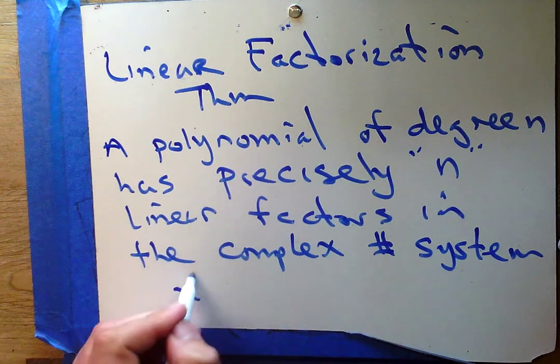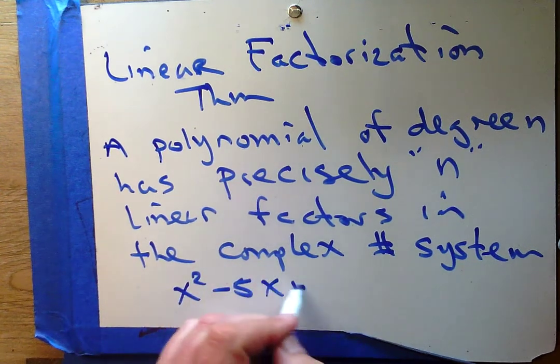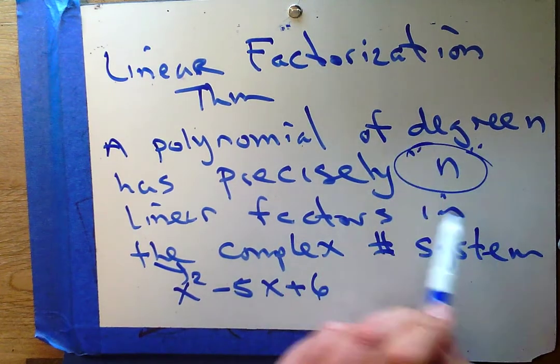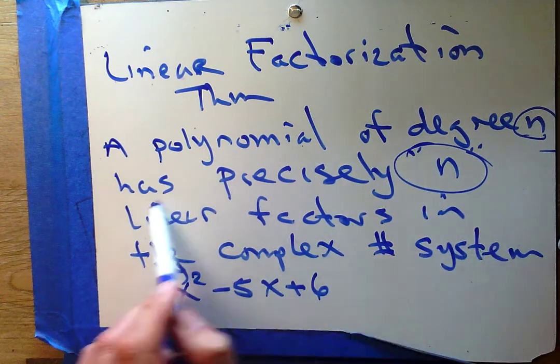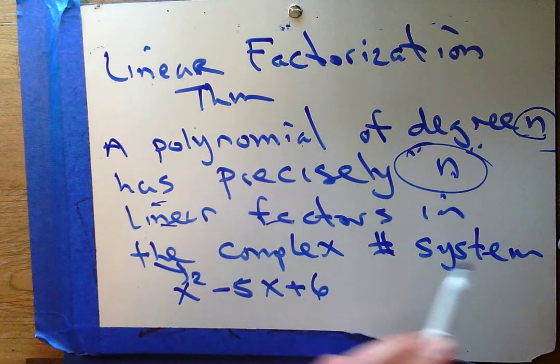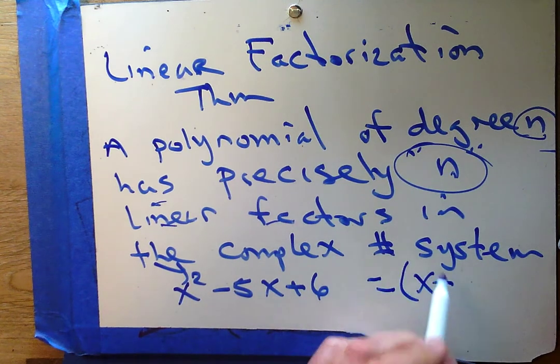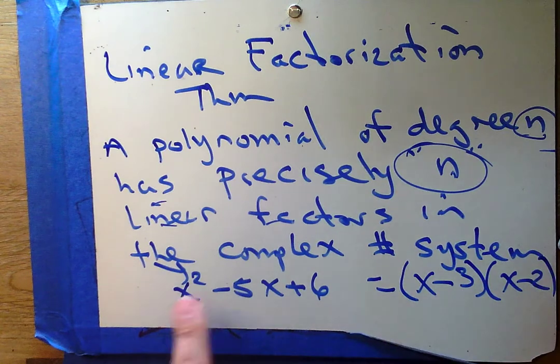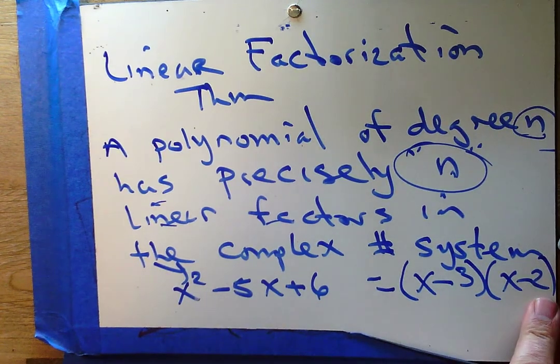Tell me about this linear factorization theorem. So here's x squared minus 5x plus 6. Degree is 2. The degree n has precisely n linear factors. And so this factors as x minus 3 and x minus 2. Look, second degree, 2 linear factors.